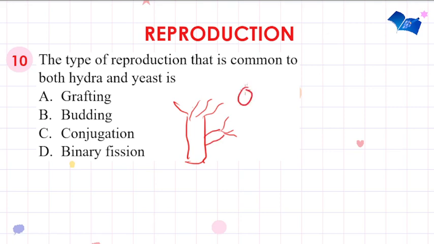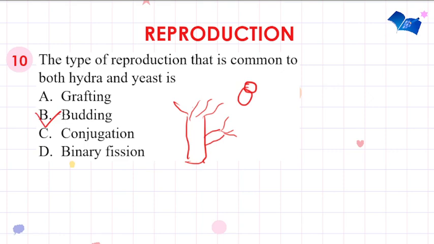We also have yeast cells, circular like this, and it has an outgrowth here. You can see, this is definitely budding. And you see, budding is common in both hydra and yeast. So you can see that the answer is B, budding.